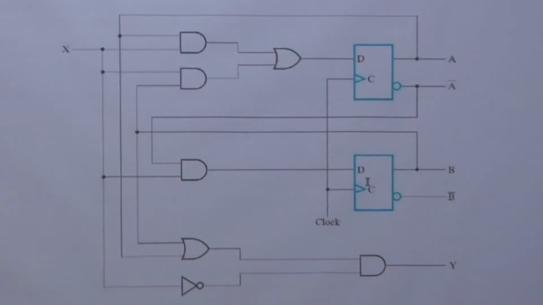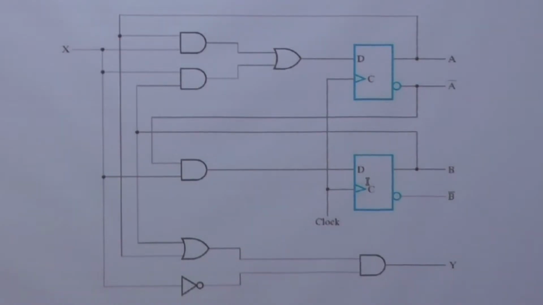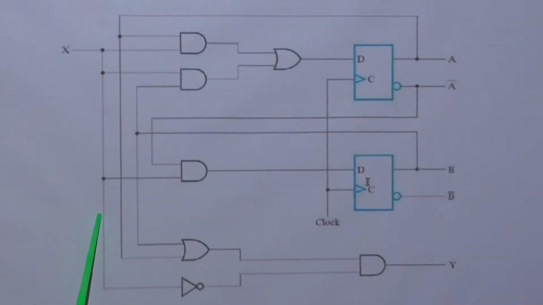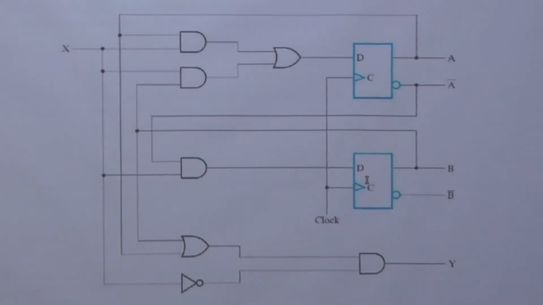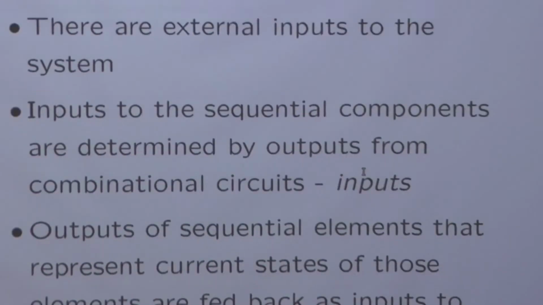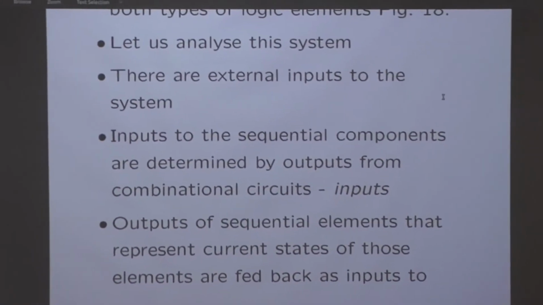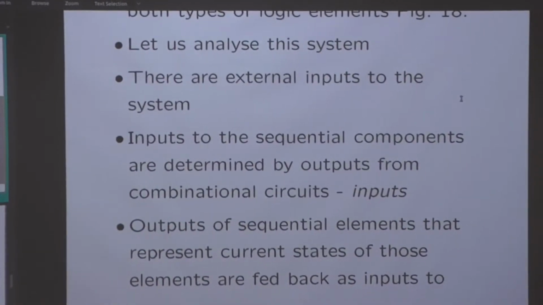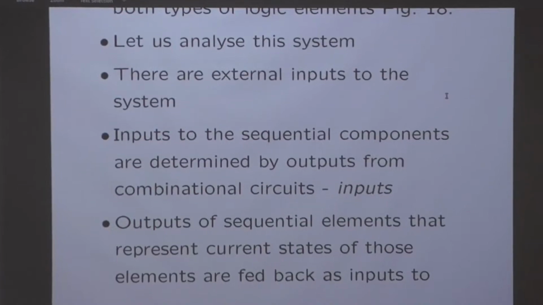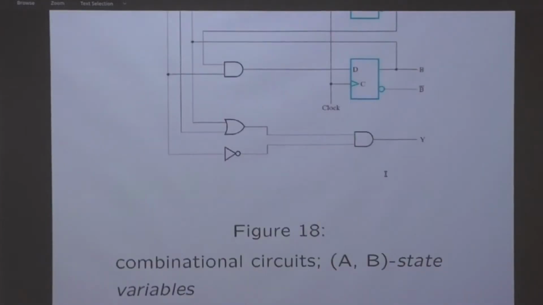So, in this particular one, we've got 2 registers, A and B, right? In this case, actually just flip-flops, not registers, because you need more than one for it to be a register. We have our X input and various combinational circuitry. So the inputs to the sequential components are determined by outputs from combinational circuits. Outputs of sequential elements that represent current states of those elements are fed back as inputs to the combinational circuitry.